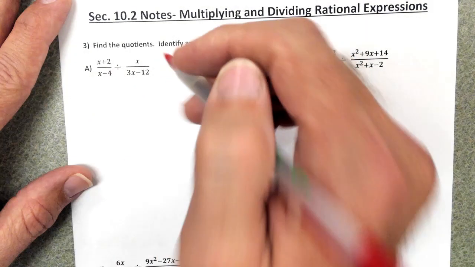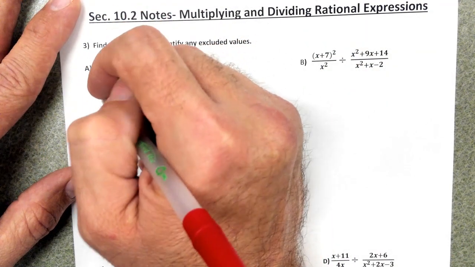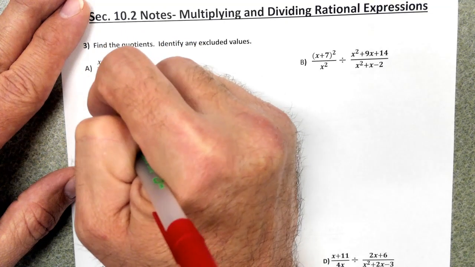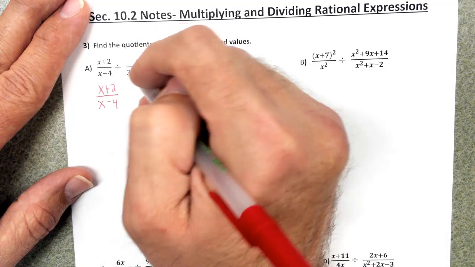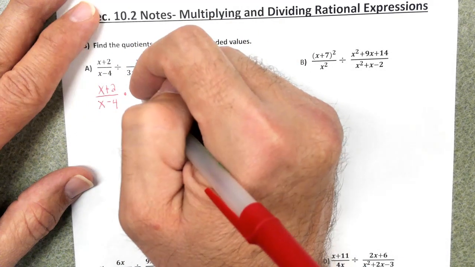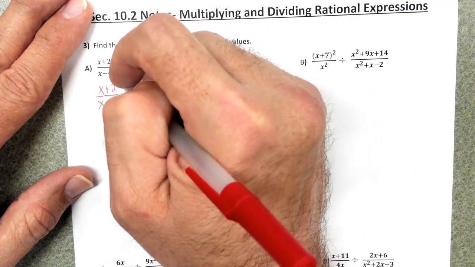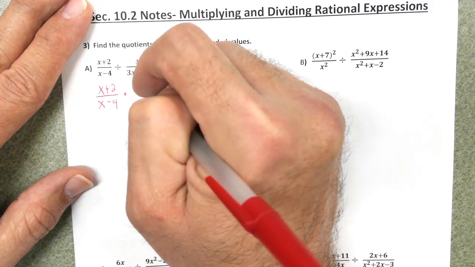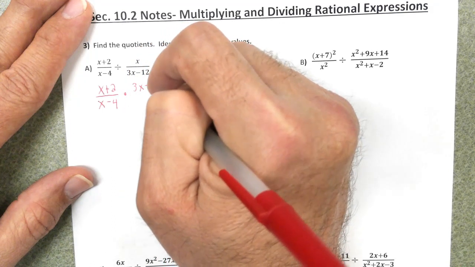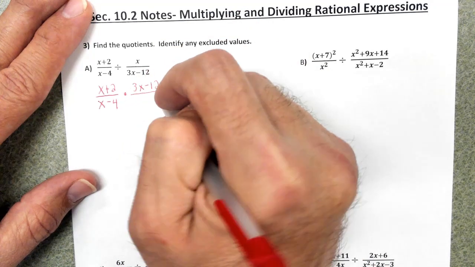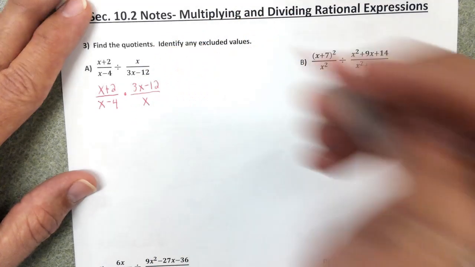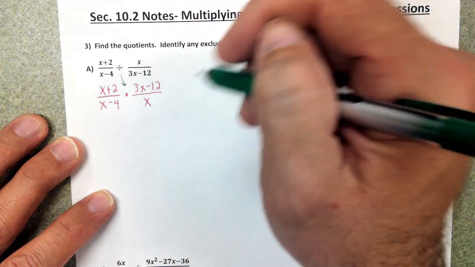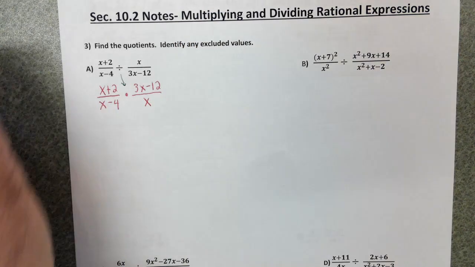So what we're going to do on these is take this x plus 2 and x minus 4. And instead of dividing, we're going to multiply by the reciprocal. So I'm going to flip the fraction. You're going to change that division to multiply, and then you're going to take the fraction on the right side and just flip it. So instead of being x over 3x minus 12, it'll be 3x minus 12 over x, just like that. So we change this, and then you just flip the right side. Okay, just take the reciprocal.